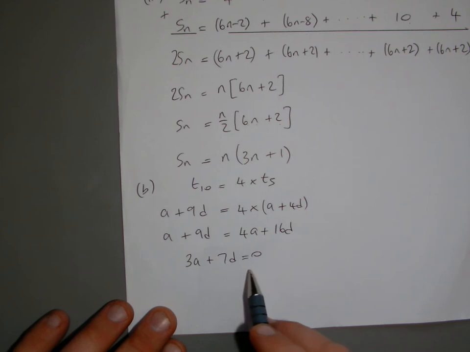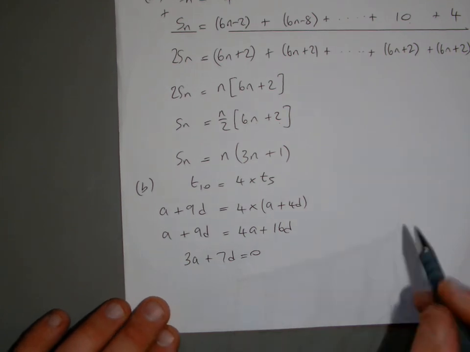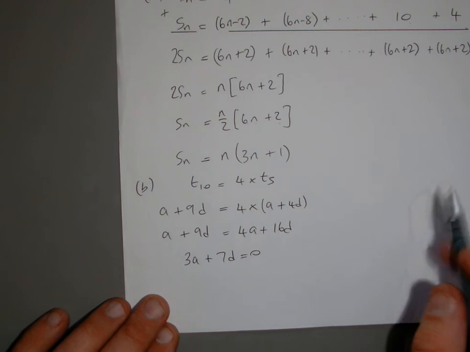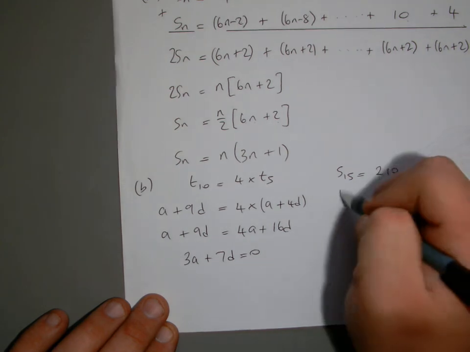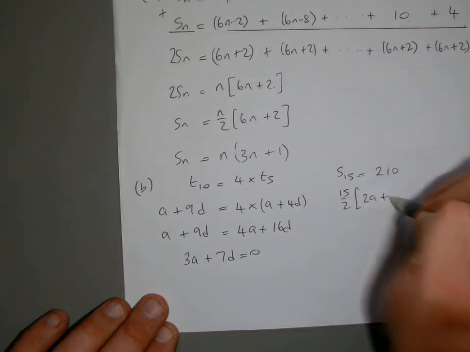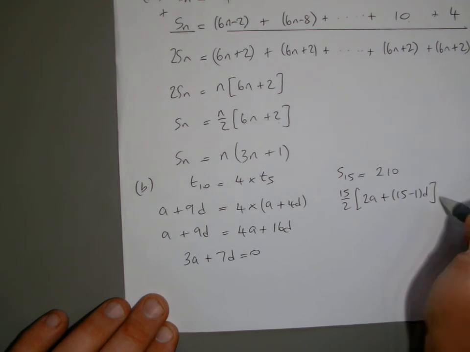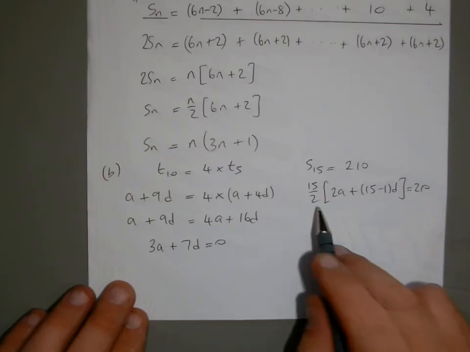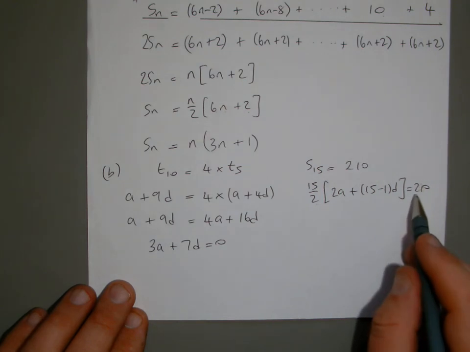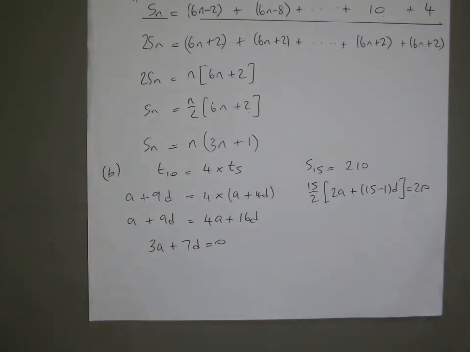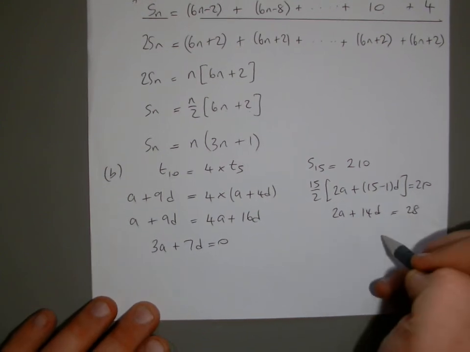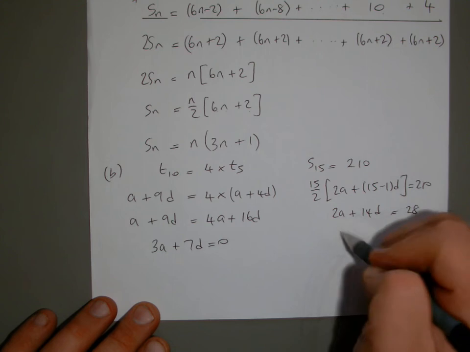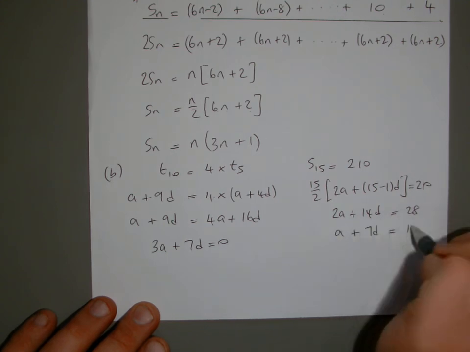If I get everything to one side, that's not particularly helpful at the minute, but let's look at what else they give us. It says the sum of the first 15 terms is 210. So 15 over 2, times 2a plus 15 take away 1 times d, is 210. So times through by the 2, which is 420. Divide by 15 is 28. So I've got 2a plus 14d is 28. I could halve this, couldn't I? So if I halve this, a plus 7d is 14.